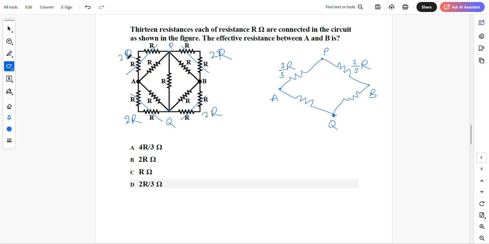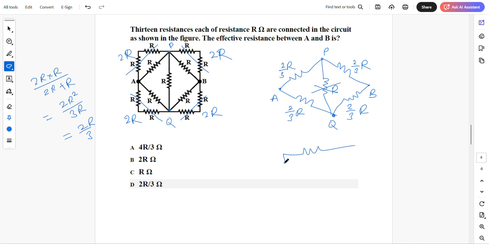R in parallel with 2R is 2R into R divided by 2R plus R, right? That is equal to 2R squared divided by 3R. That is nothing but 2 by 3R, right? That I have written here: 2 by 3R, 2 by 3R, 2 by 3R. Between P and Q, what is there? R is there. Note now this is a balanced Wheatstone bridge. Now this R I can remove. If I remove this R, I can write only one resistor.